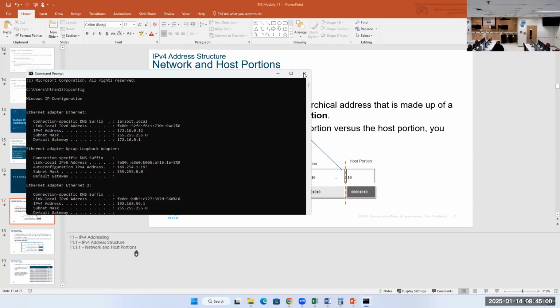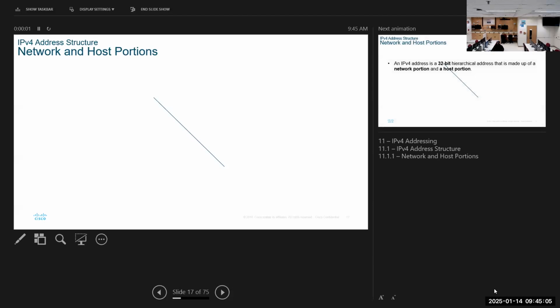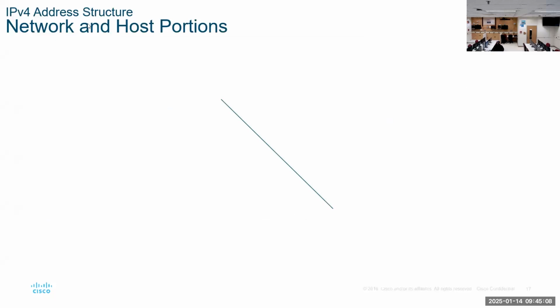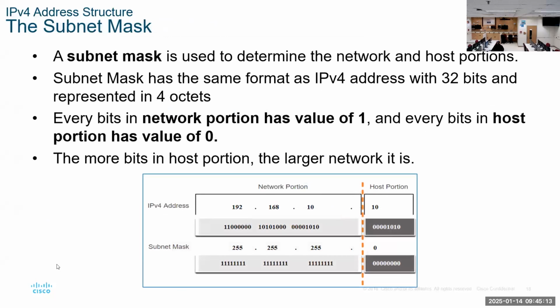The format of the subnet mask is the same as IPv4. The subnet mask also has 32 bits. Remember that 32 bits, right? But the special thing about the subnet mask is that every bit in the network portion is number 1, and every bit in the host portion is number 0. So in order to tell how many bits are in the network portion and how many in the host portion, you look it up in the subnet mask.